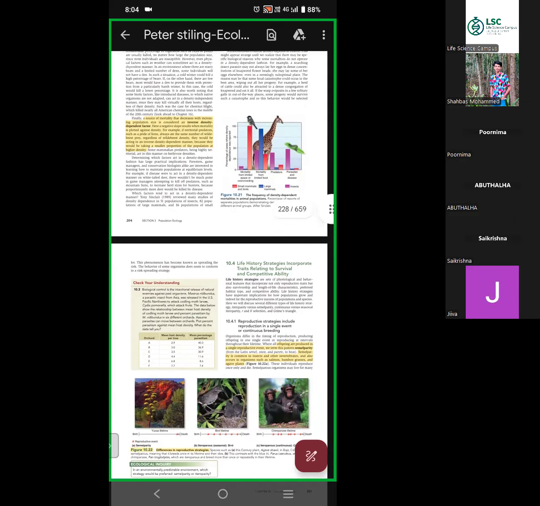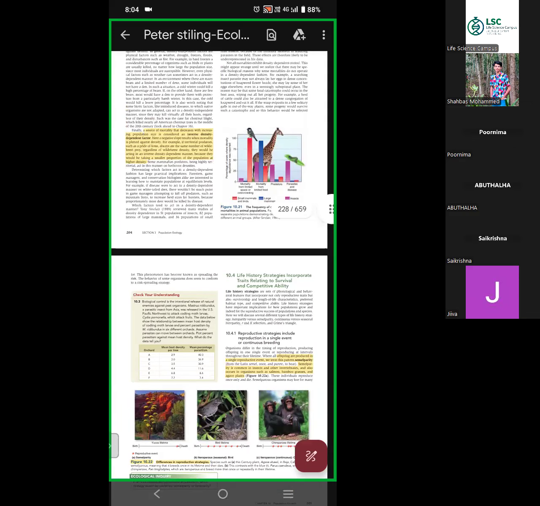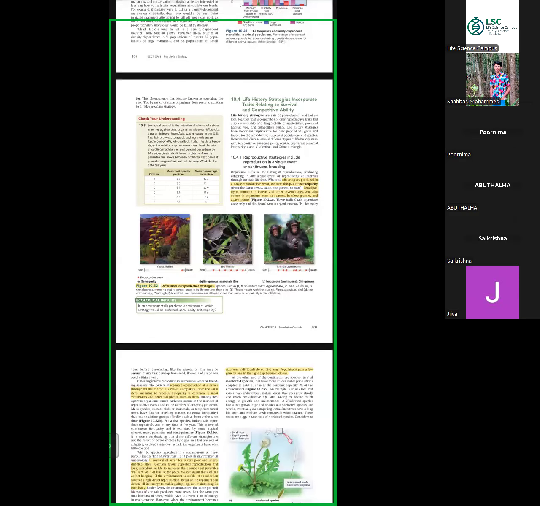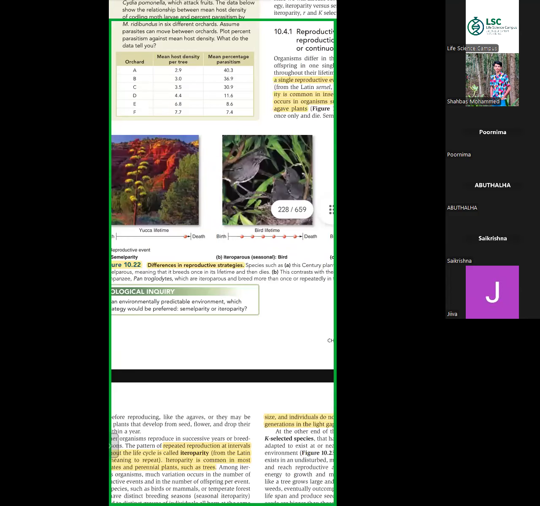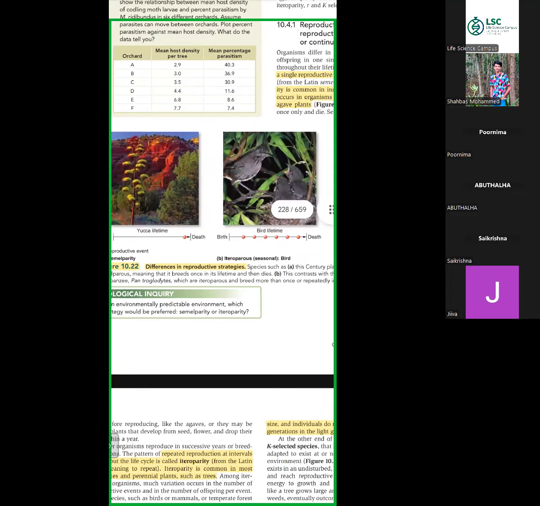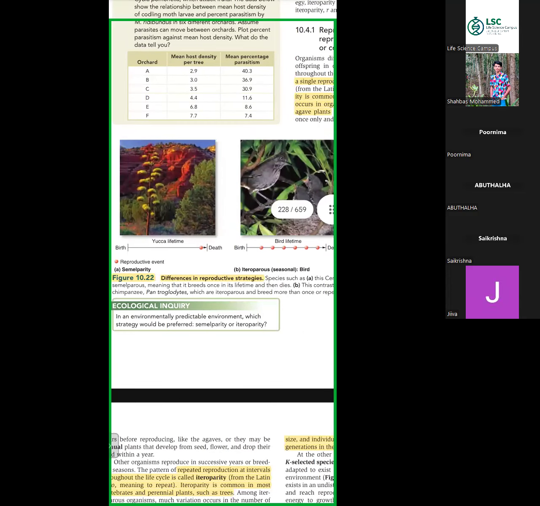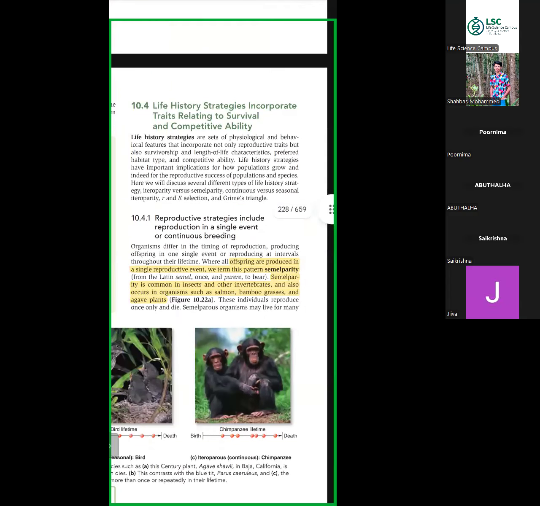So there are two life history strategies. Before explaining the two types of population growth, I am explaining these reproductive strategies. There are two types of reproductive strategies. They are semelparity and iteroparity. Semelparity means when offspring are produced in a single reproductive event, it is called semelparity.